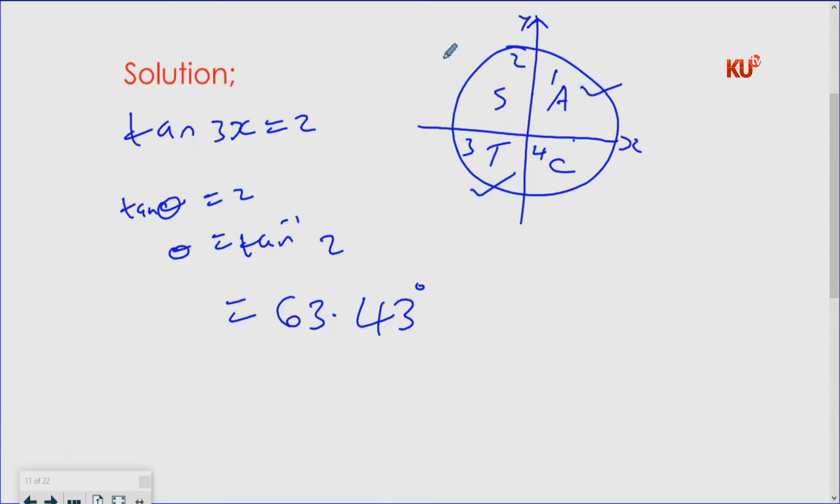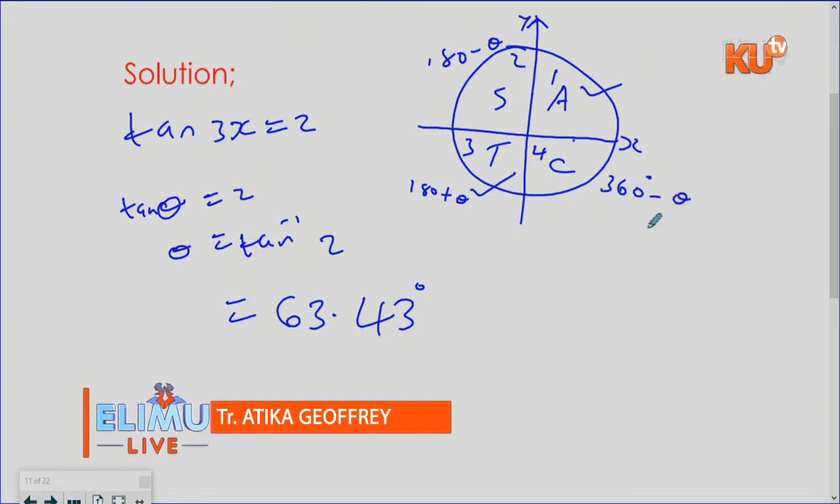So we said to get an angle here, it's 180 minus theta, 180 plus theta in the third quadrant. In the fourth, 360 degrees minus theta. Don't forget this particular concept, learner. You did this in Form 3, Trigonometry 2.